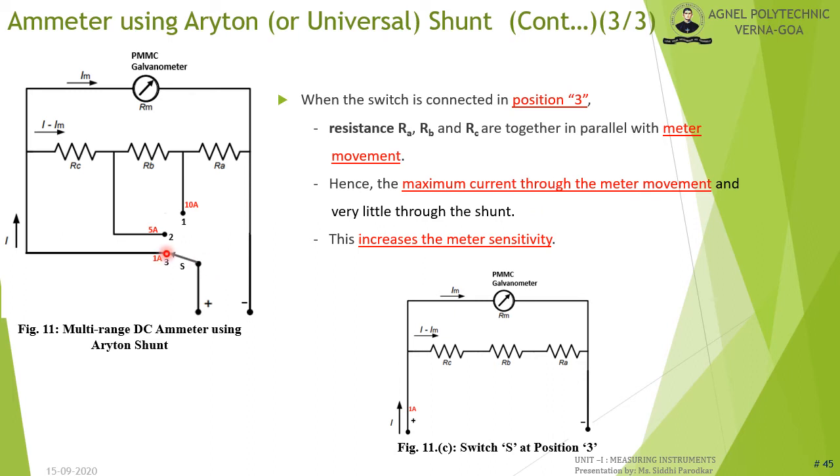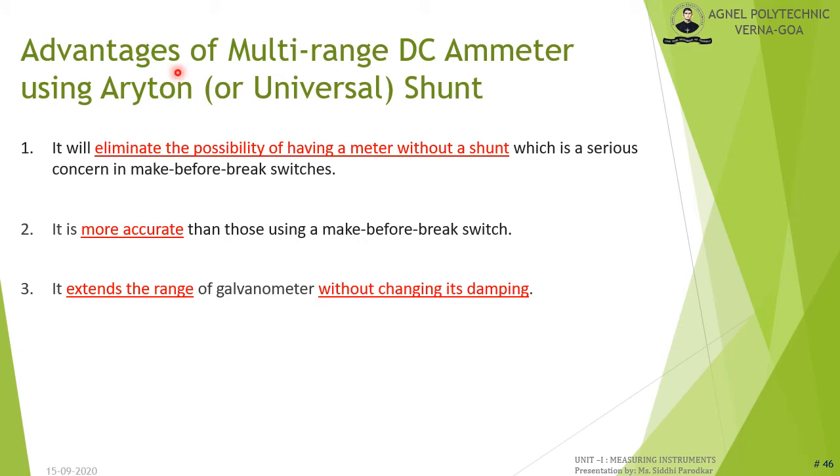Similarly, when the switch S is connected in position 3, resistors Ra, Rb and Rc are together connected in parallel with the meter movement. Hence, the maximum current can now flow through the meter movement and very little can flow through the shunt resistors. This increases the meter sensitivity even for the small currents such as 1 ampere. Advantages of multi-range DC ammeter using Aryton or universal shunt are: first one, it eliminates the possibility of connecting a meter without a shunt resistor. It is more accurate and it extends the range of the galvanometer without changing its damping.